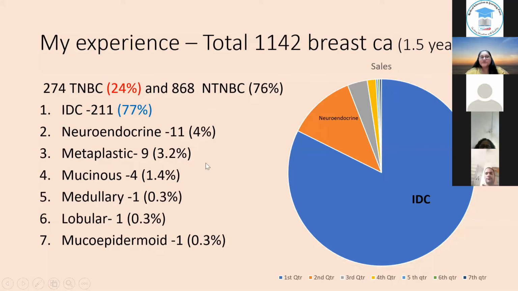You must be wondering that many morphological subtypes are absent, and I would like to tell you why. But this is my observation in these cases of 1,000 and plus. So IDC was predominant, then neuroendocrine, metaplastic, and then the minor types. So the two things we came to know in this research in demography are that TNBC corresponds to 15 to 25% of the total cohort of breast carcinoma, and out of TNBC, IDC is the most common. However, neuroendocrine, metaplastic, and other types are also there.